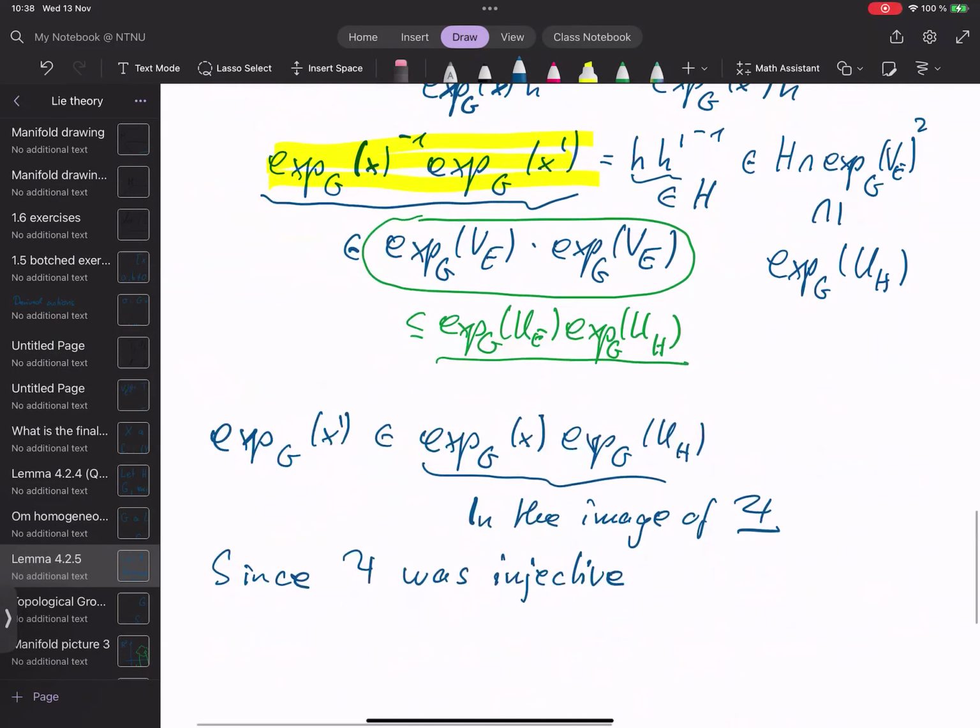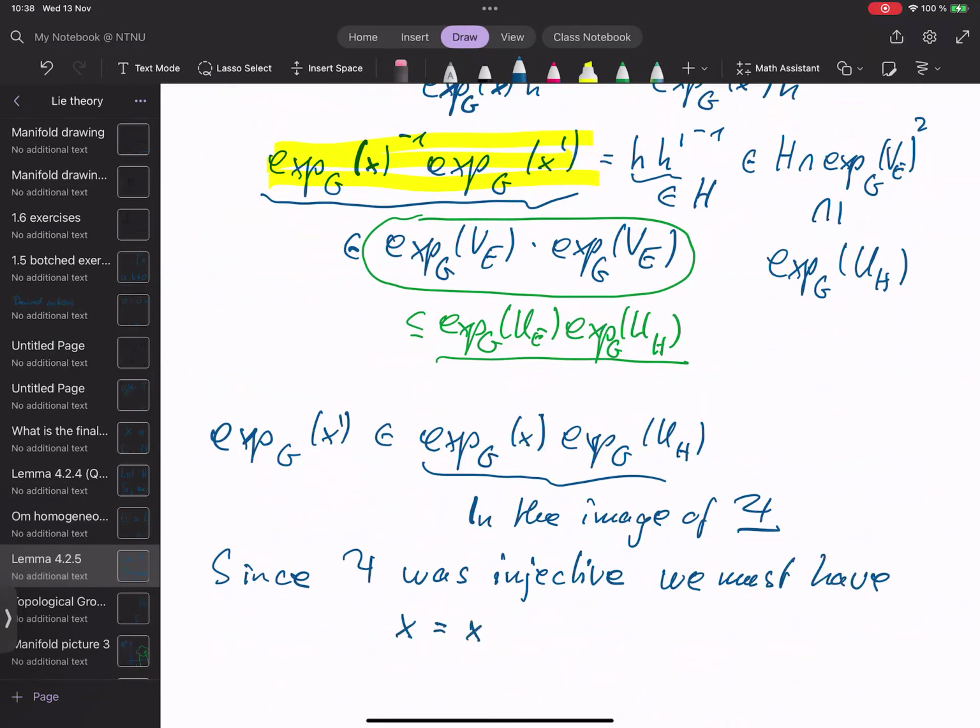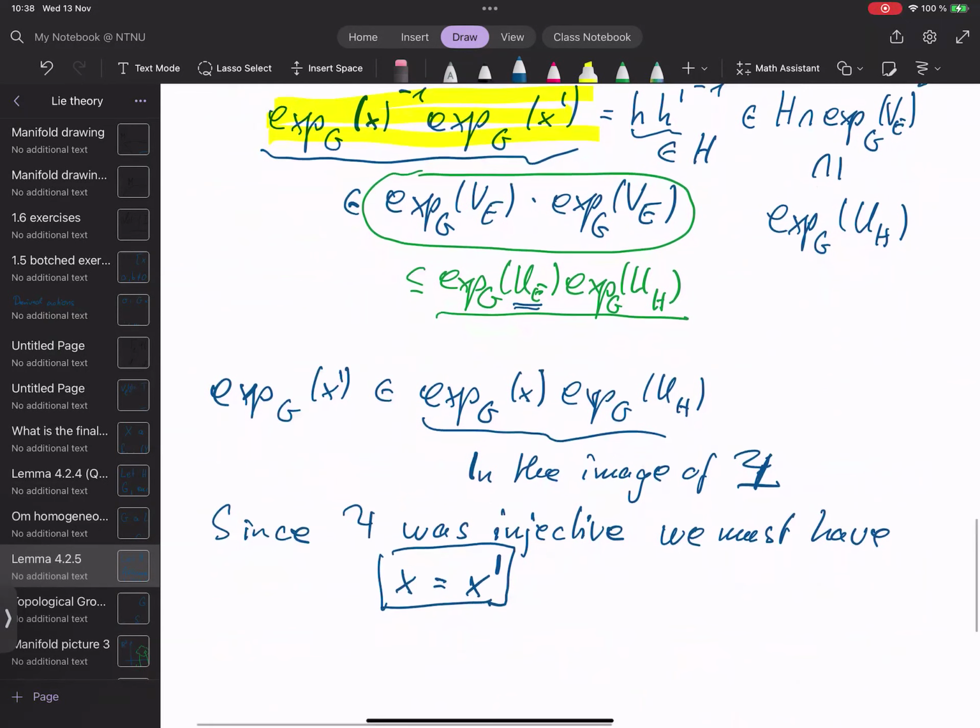What we get here is that we must have x equal to x', right? Because both x and x' come from this subset UE. By construction of these sets, since psi is injective, we have no choice. x needs to be equal to x'.